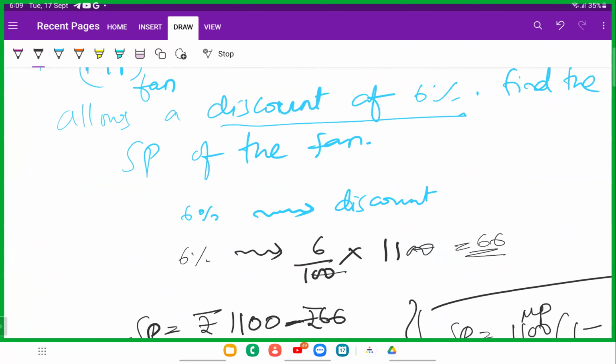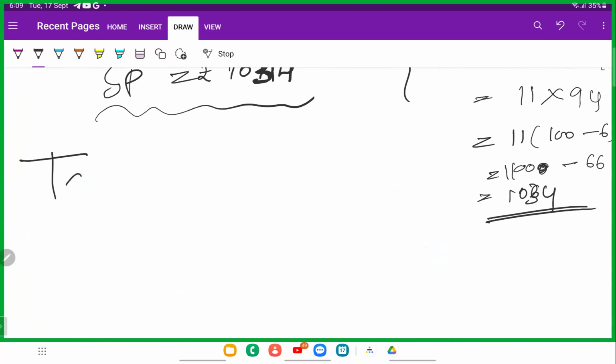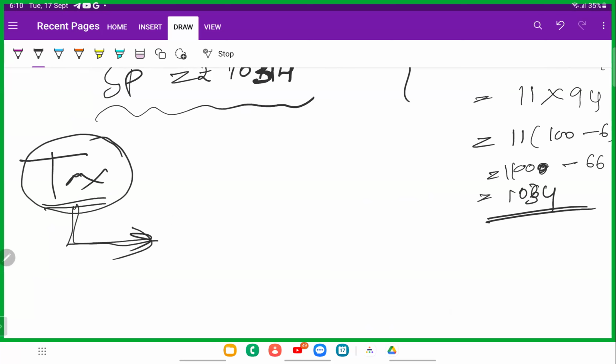So this is discount, and next we are supposed to discuss tax. So what do you mean by tax? Any idea you have? GST, CGST, extra taxes, and value added tax also. Okay, but I am asking you the definition of tax, not the types of tax.